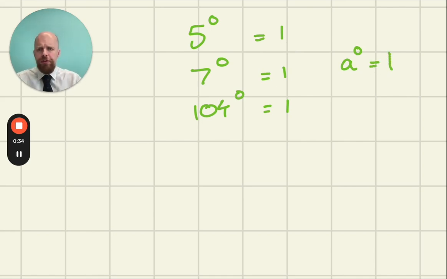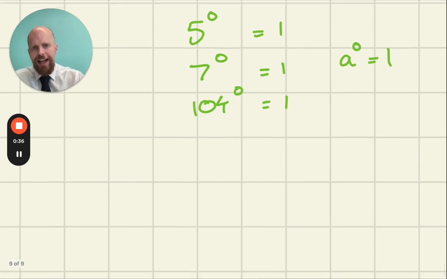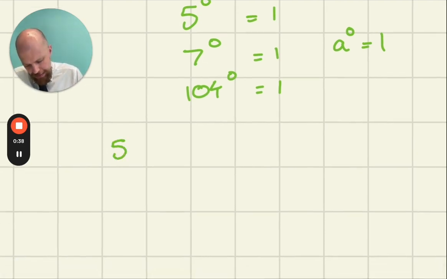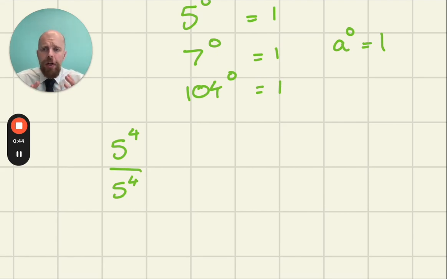And for proof, let's just have a look at 5 to the power 4 divided by 5 to the power 4. You can do any number, really. But when you divide something by itself, that gives you 1. Because 5 to the power 4 divided by 5 to the power 4 would be 1 because they're the same number.